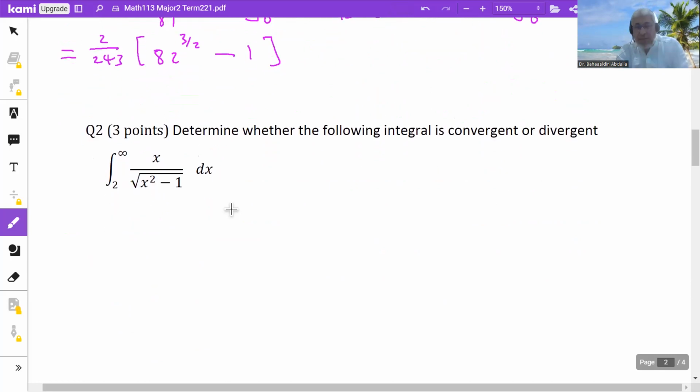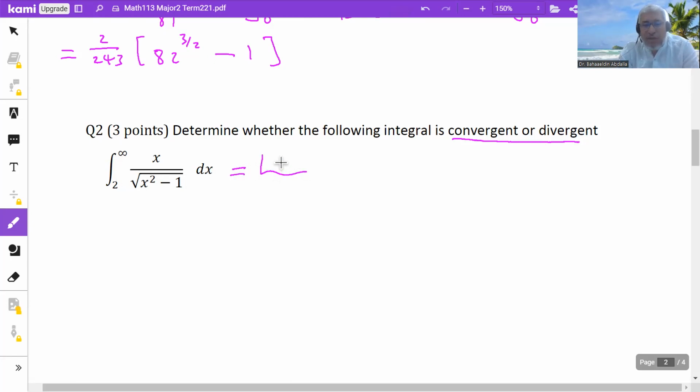Determine whether the following integral is convergent or divergent. So when he says this, it means that we have an improper integral. And you know we have two kinds of improper integrals. Either we have infinity or negative infinity or both. This is the first type of improper integral. The second type is if the function is not continuous in the interval. But here we have infinity, so we know the definition.